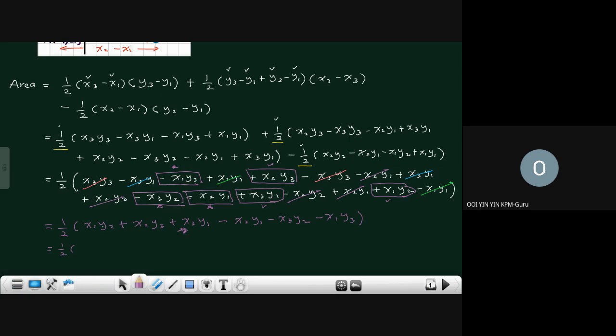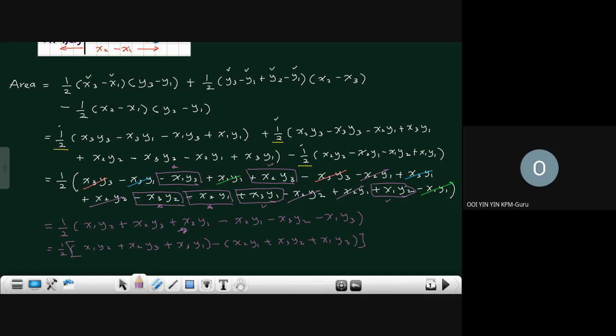All these three are right: x1 y2 plus x2 y3 plus x3 y1. And then for all this minus, I can factorize the minus, which makes all the terms in here become x2 y1 plus x3 y2 plus x1 y3. Actually, I can separate into two terms like this: one is plus, and then minus all these three.